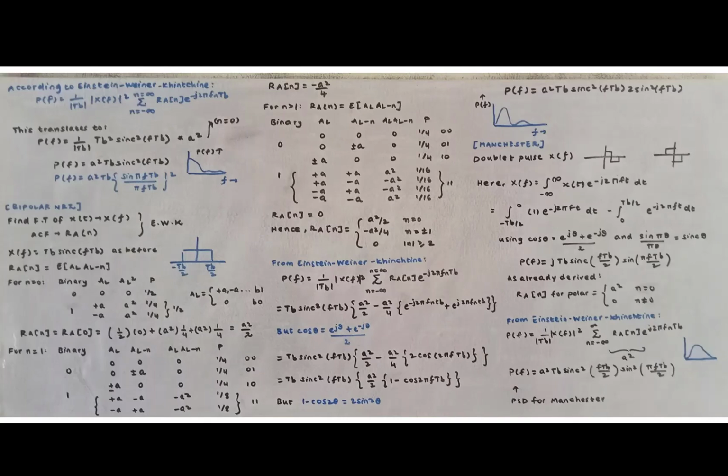Manchester has a doublet pulse and uses a slightly different Fourier transform of the original signal. And then you eventually get TB sinc FTB sine pi FTB by 2. Your autocorrelation function is the same as polar. So you get A square for n is 0 and 0 for n is not equal to 0. Use the same Einstein-Wiener to get the power spectral density: A square TB sinc square FTB by 2 sine square pi FTB by 2. So that is for Manchester.